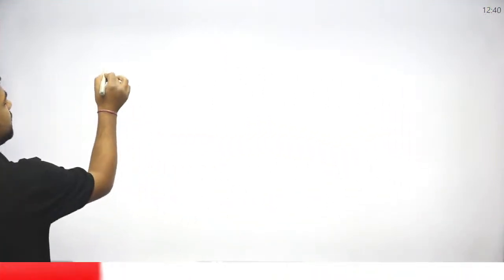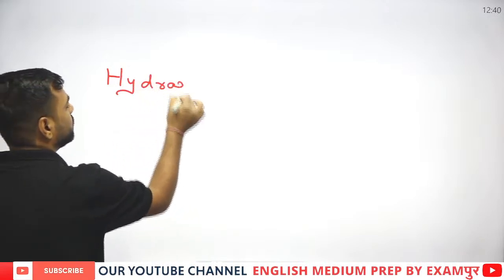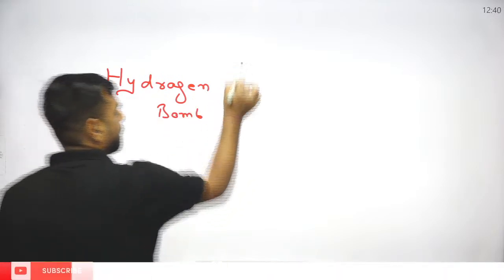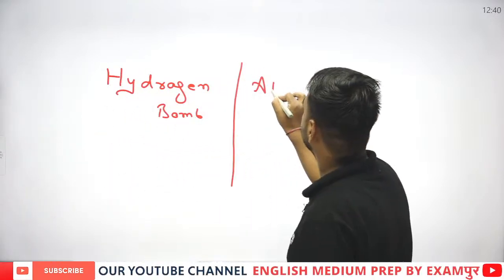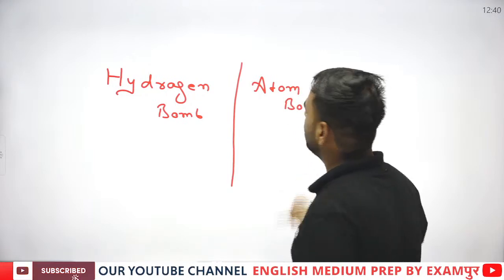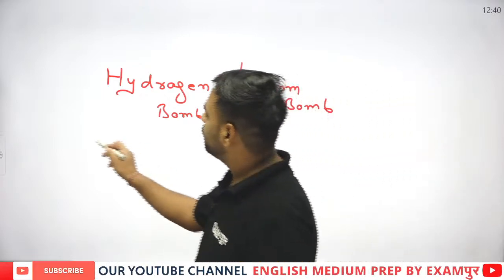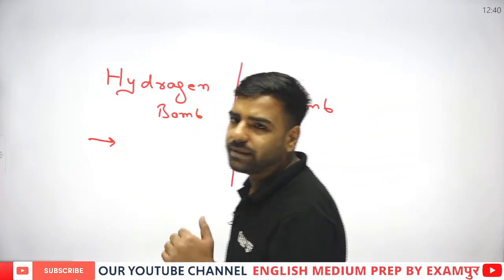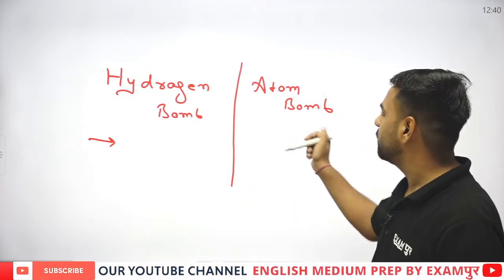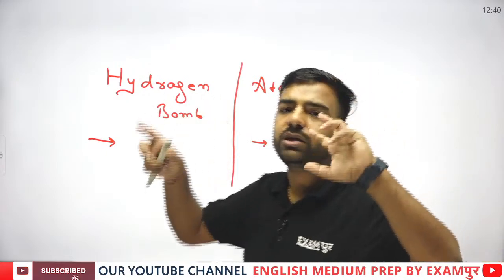Now, there are two different questions. First question is, if I talk about hydrogen bomb, and another question is from atom bomb. Hydrogen bomb and atom bomb. So we have only two options now. First of all, you need to tell me hydrogen bomb is based on what? Nuclear fusion or fission? And then we'll discuss about atom bomb. Because both of them are actually opposite to each other.